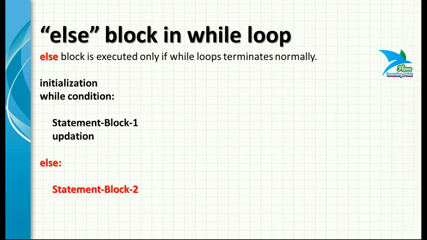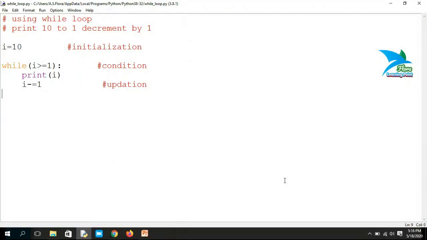And next we'll discuss the else block and the while loop. Else block is executed only if the while loop terminates normally. So here we have an else block after the body of the loop, and the statements written inside this block will execute if the loop terminates normally. That means after the completion of the loop, when the condition turns false, then the else block will execute. So let's check how we can use else in a while loop.